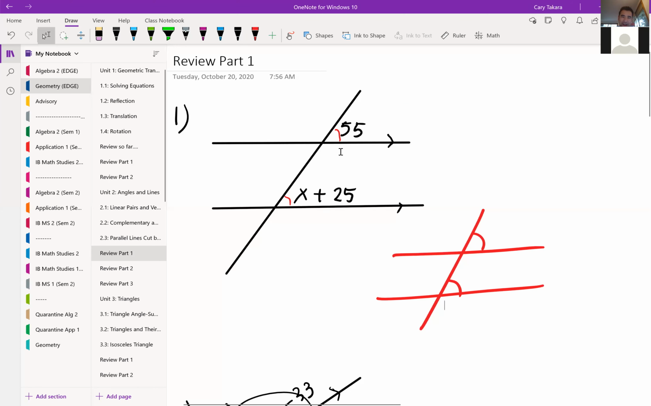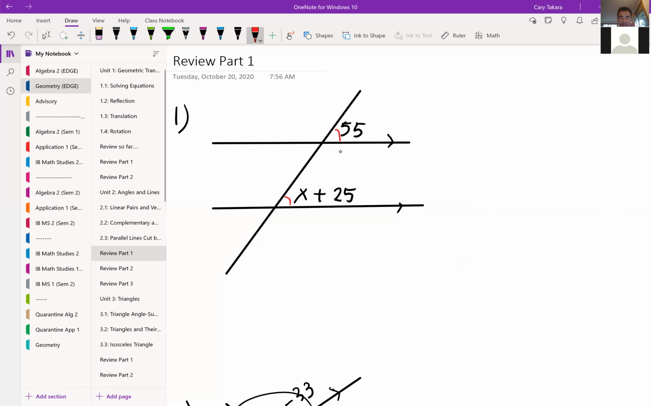Now, is it A plus B equals 180? What is the relationship? That's right. Very good, Saif. They are equal to each other. So let's set it up. I'm going to do x plus 25 first. That is going to be equal to 55.